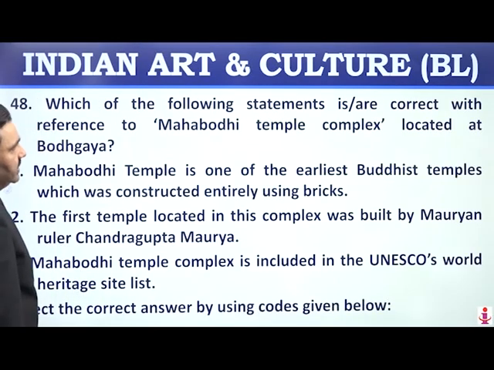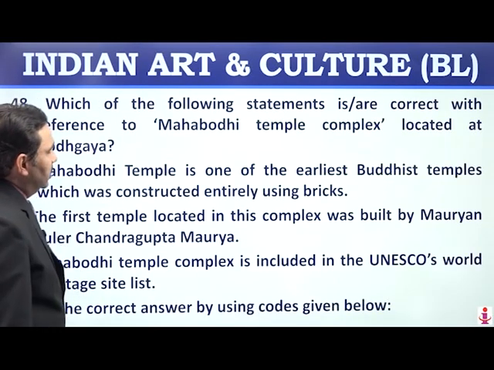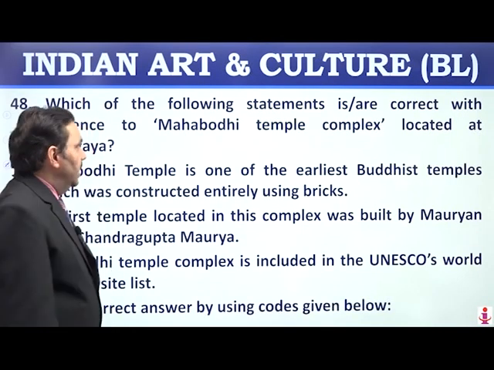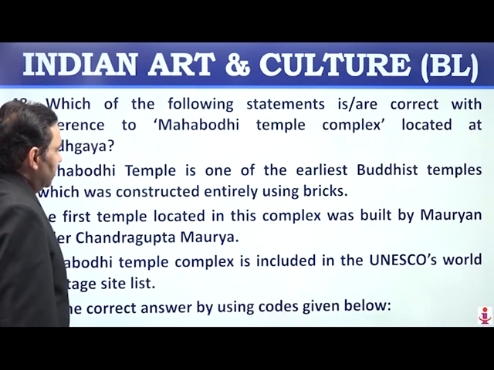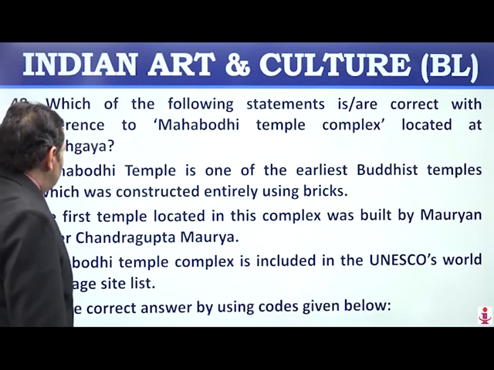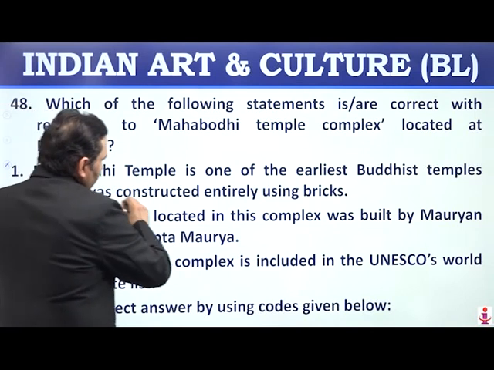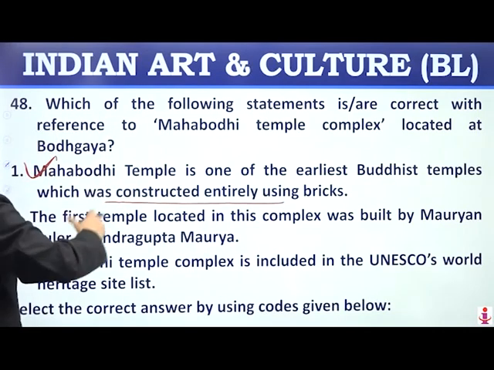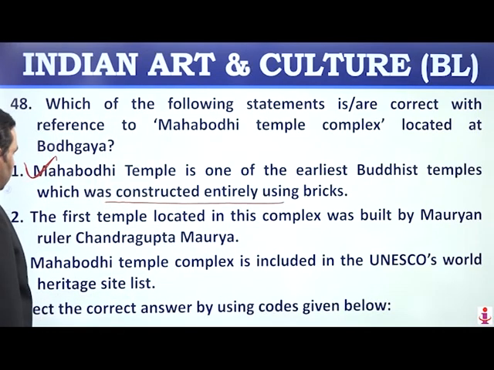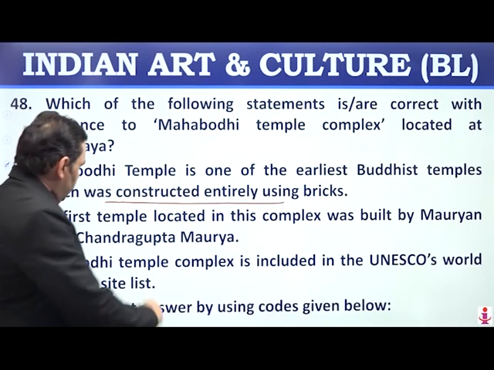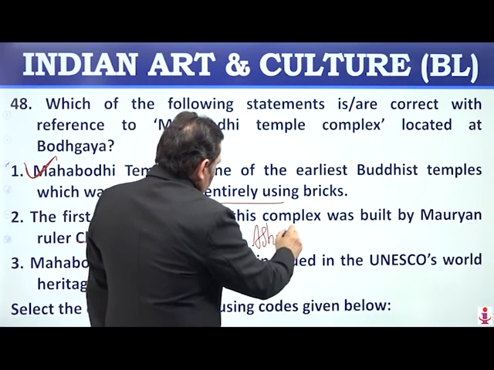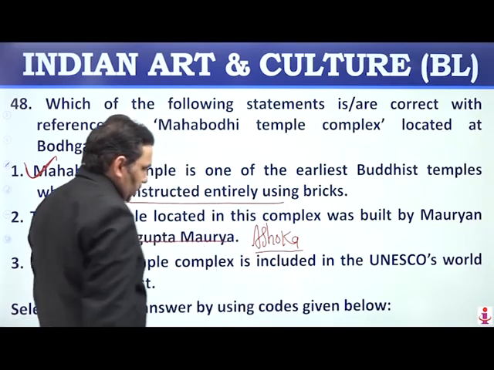48. Which of the following statements are correct with reference to Mahabodhi Temple Complex? Mahabodhi Temple Complex, Bodh Gaya or Gaya. First one, Mahabodhi Temple is one of the earliest Buddhist temples which was constructed using bricks entirely. Correct. It's a brick structure. It's a complex, basically multiple structures are there. The first temple located in this complex was built by Ashoka, not Chandragupta Maurya, by Mauryan ruler Ashoka.